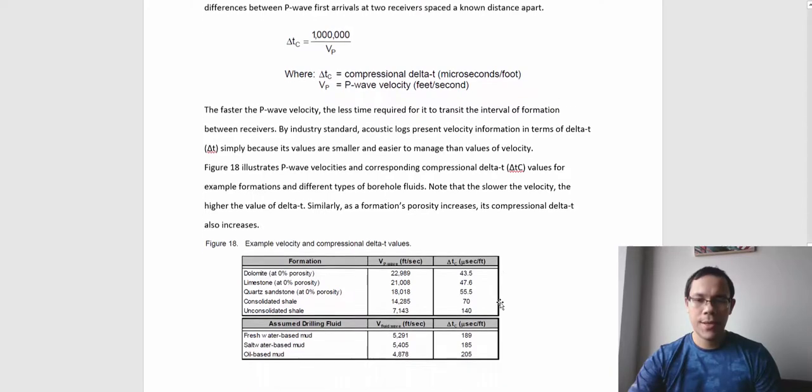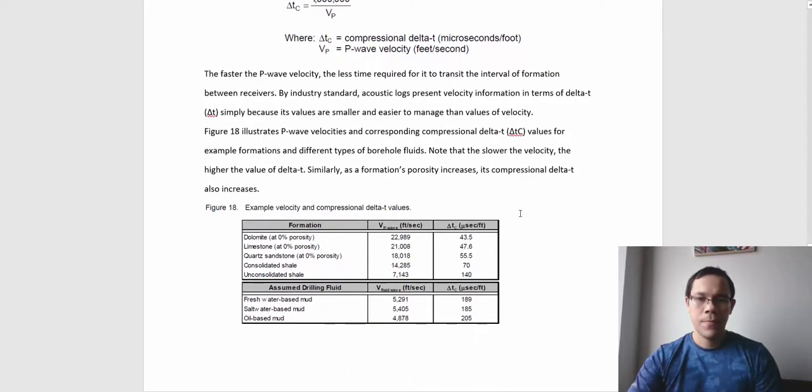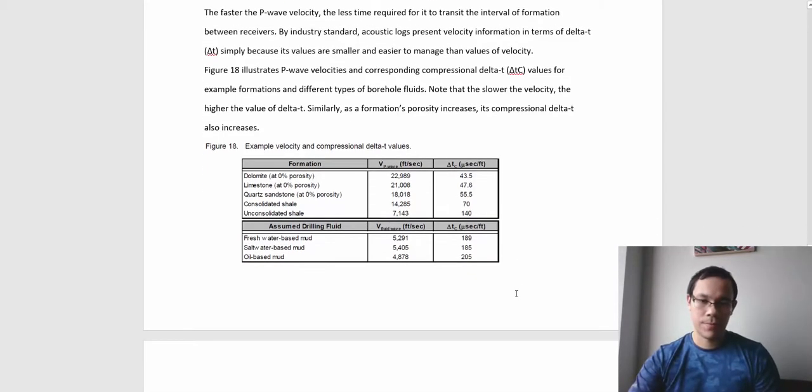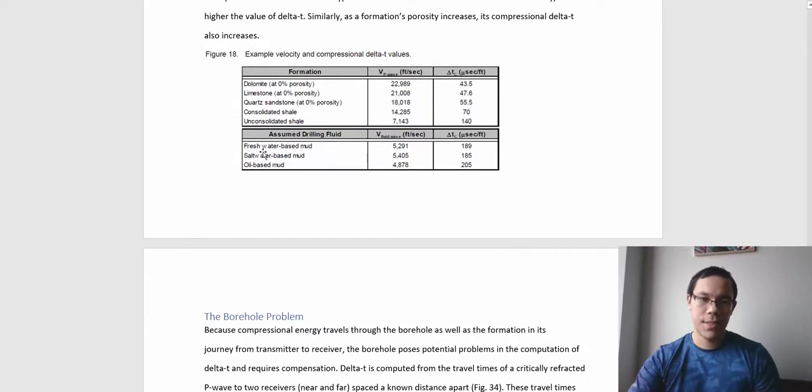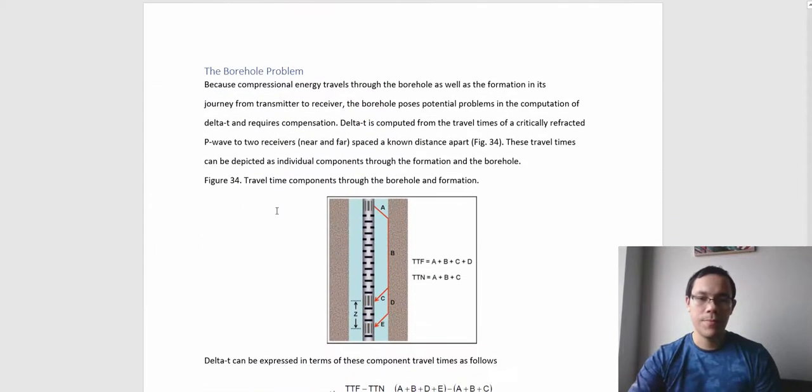For calculating porosity, here are the values for delta T of the most common matrices like dolomite, limestone, and quartz, and the delta T for fluids like fresh water base, salt water base, or oil.